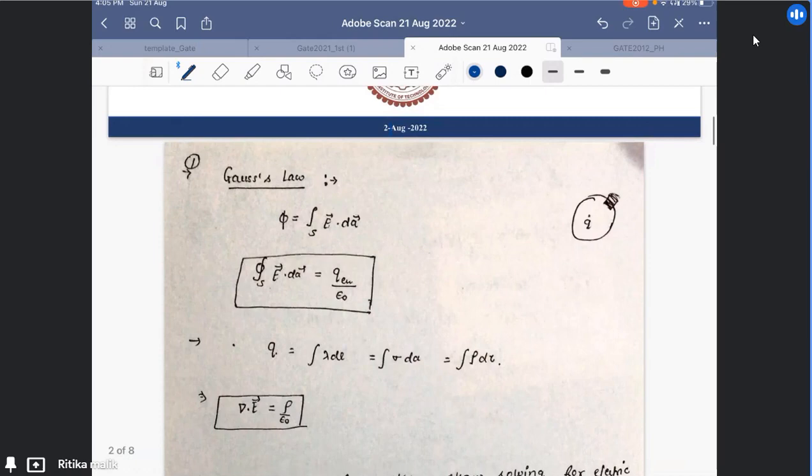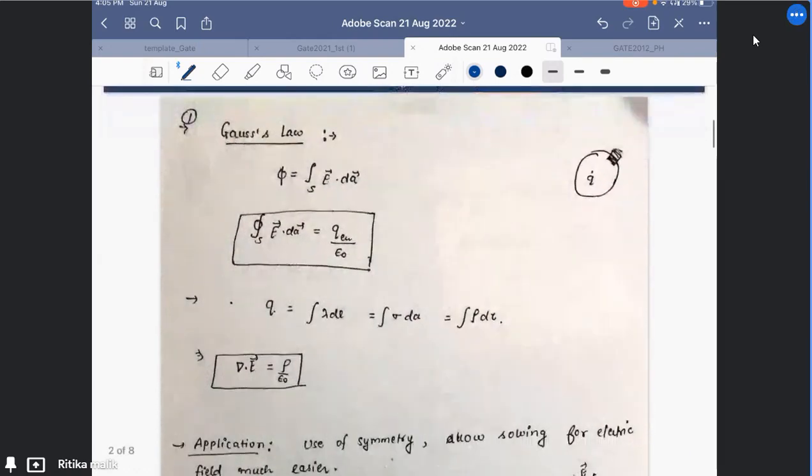I started with Gauss's law because it's the basic foundation of electrostatics, and then we will go through the boundary conditions. Based on those boundary conditions, we will solve problems. I think you have studied Coulomb's law and Gauss's law in 12th standard as well. The understanding from a GATE perspective is how we can use Gauss's law to solve our problems. It's the symmetry property that helps us to solve the problem.